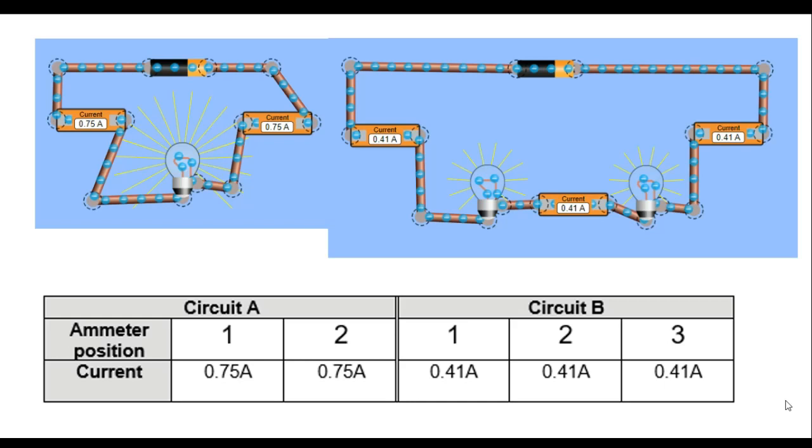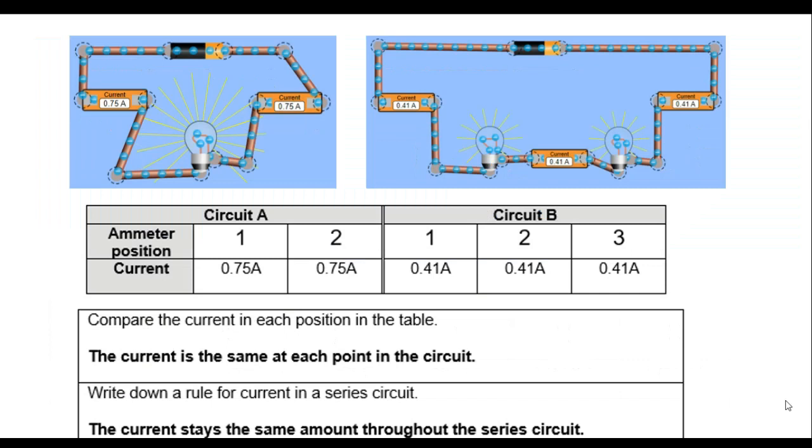So, moving on to the questions then, the first question is compare the current in each position in the table. I have put that the current is the same at each point in the circuit. So the rule that I then came up with was that the current stays the same throughout the series circuit. So in a series circuit, at all points, the current will be the same. Make sure that you mark your answers and add any information that you need to add.